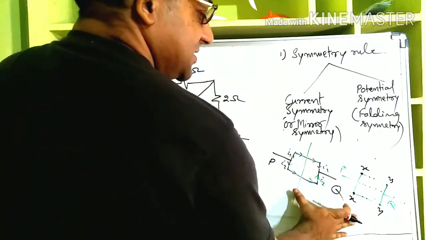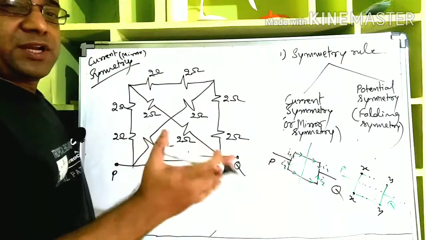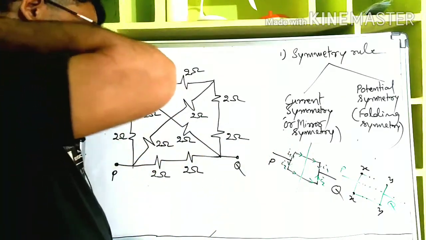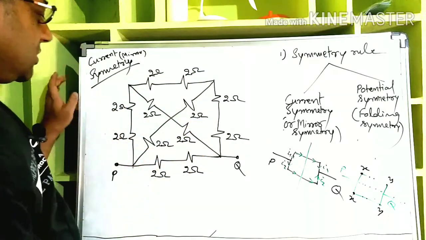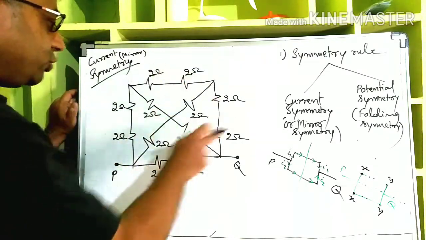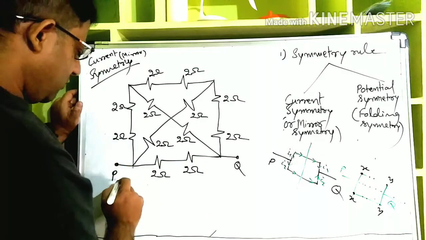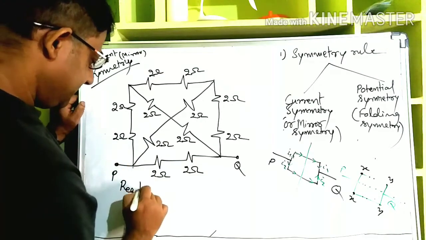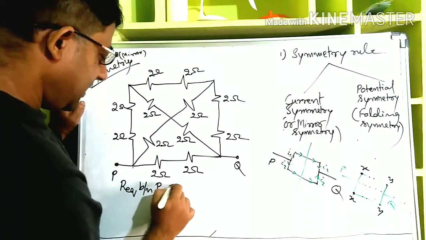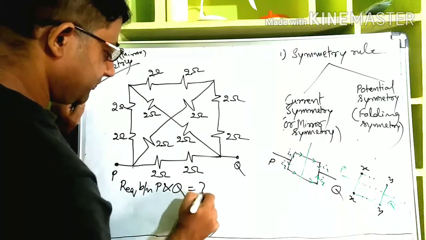So what we have discussed just now, we will take up one or two examples so that we understand it better. To understand the current symmetry, let's take this electrical network where all resistors are 2 ohms and you have to calculate the equivalent resistance between P and Q.